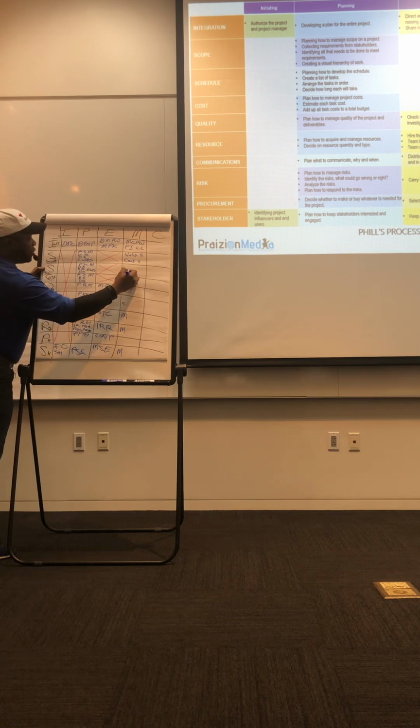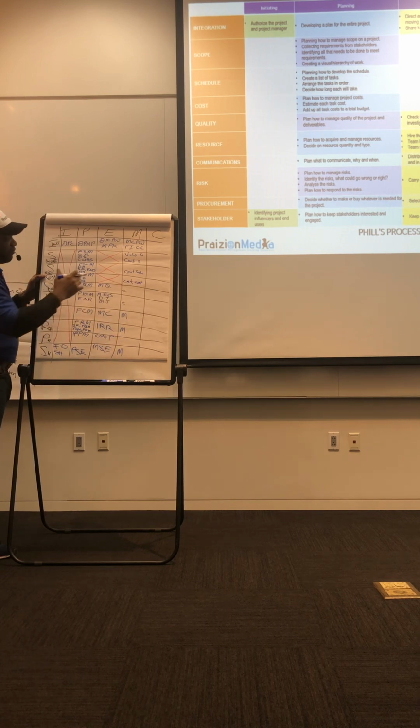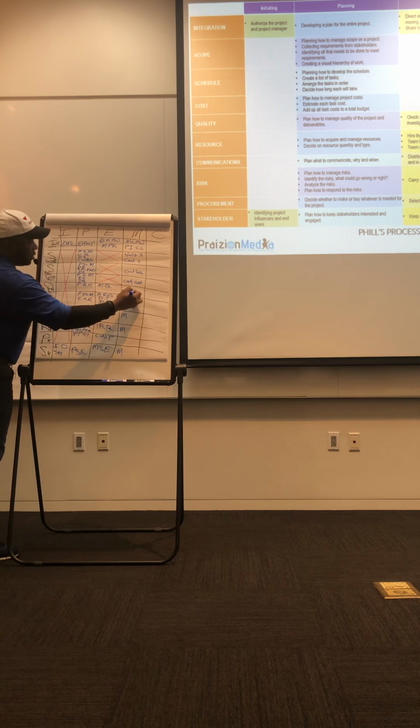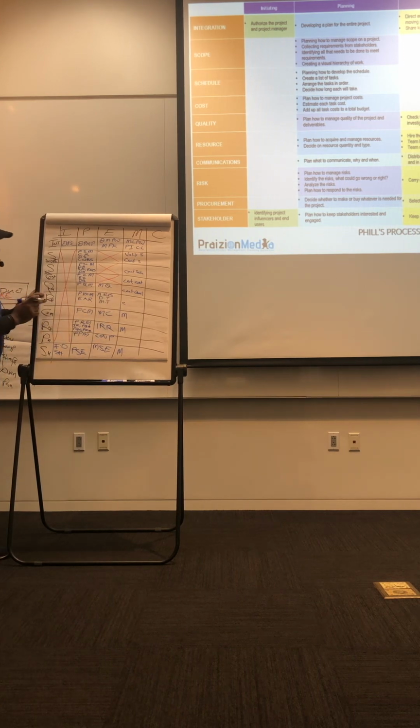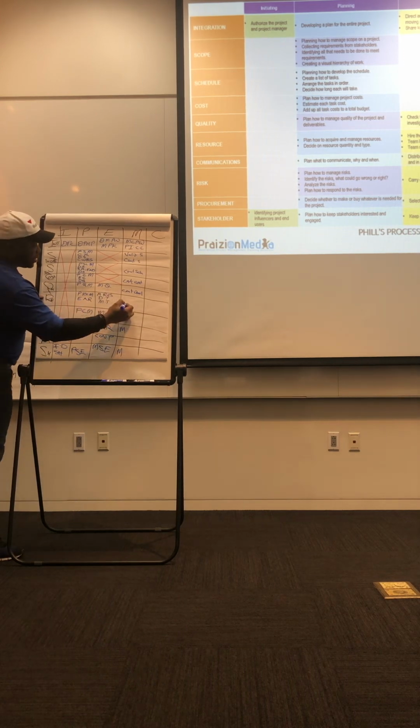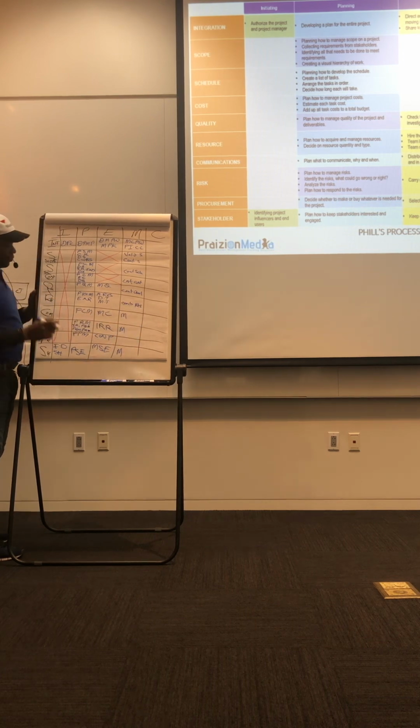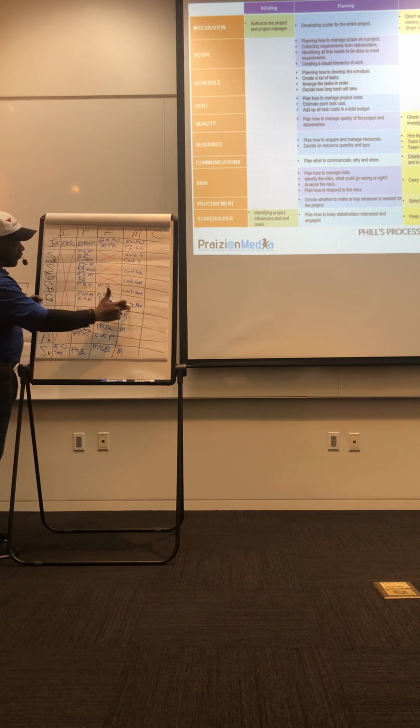Then we have control schedule. We have control cost, where you are preventing cost overruns and schedule overruns. Control quality. Where do you think you are inspecting your deliverable? Here, control quality. What about control resources? This is where you are controlling your physical resources. This is not about the humans at this point. This is about the physical resources only. So important to remember that.